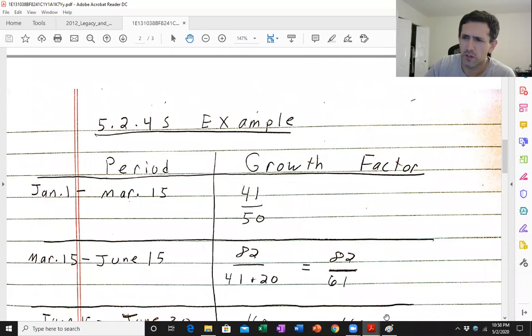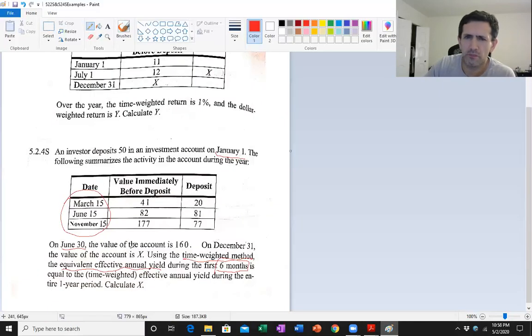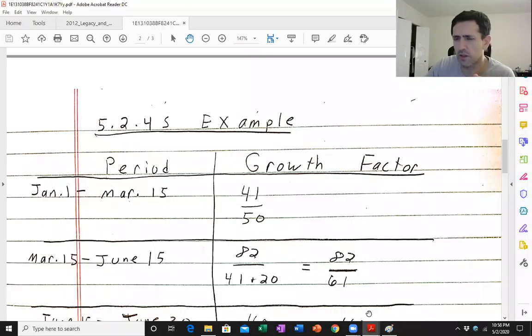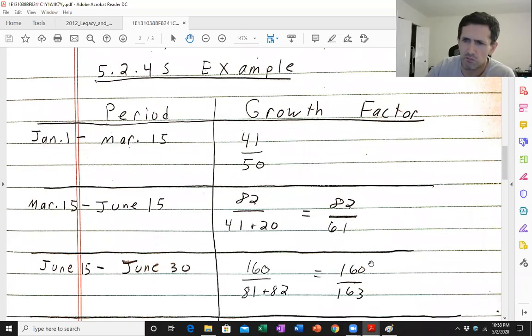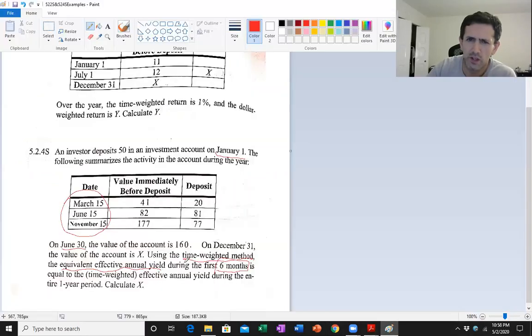Okay, so March 15th to June 15th. Well, after the March 15th deposit, you have obviously 61 in the account, 41 plus 21, and you end up with 82 before the deposit on June 15th. So it's just 82 over 61. Nothing much to that one. And the rest are basically just as straightforward. I'll go over them real quickly.